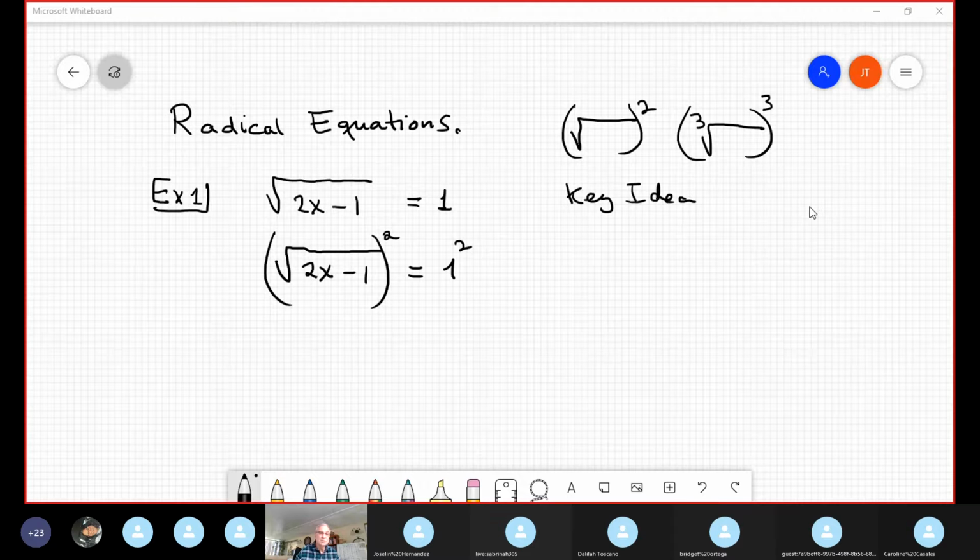Okay, so square root and square cancel out each other. So 2x minus 1 equals, and 1 squared is 1.